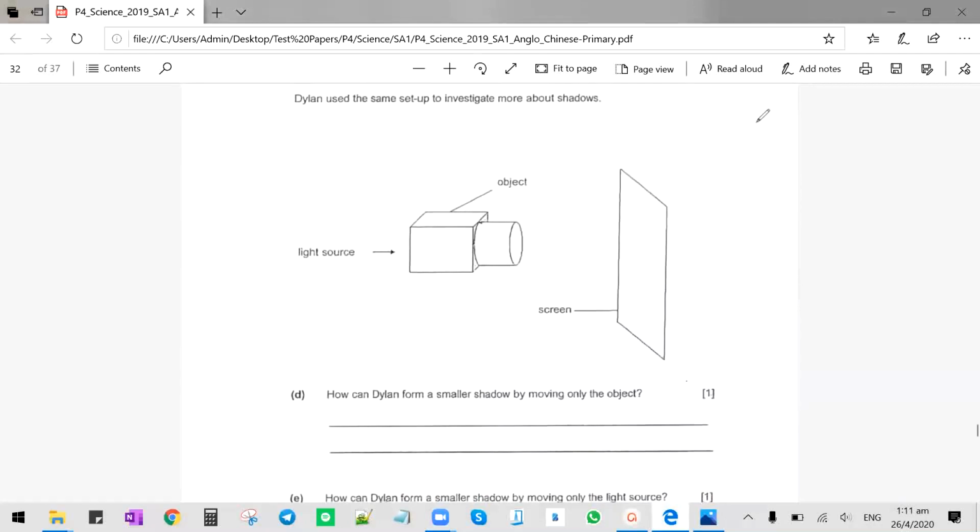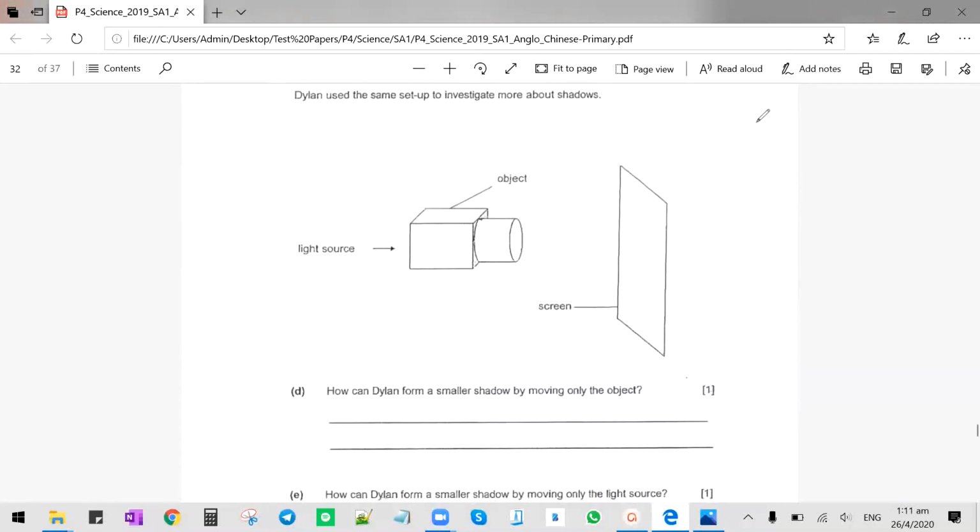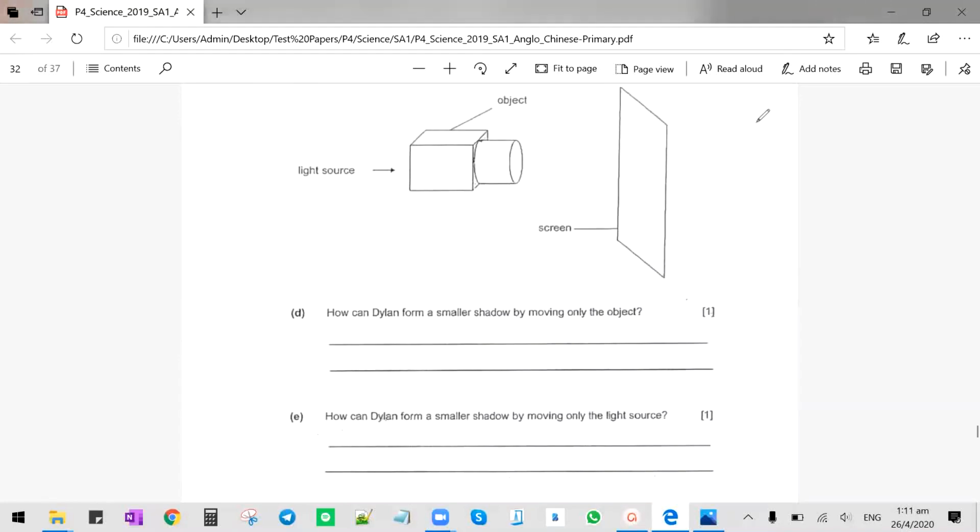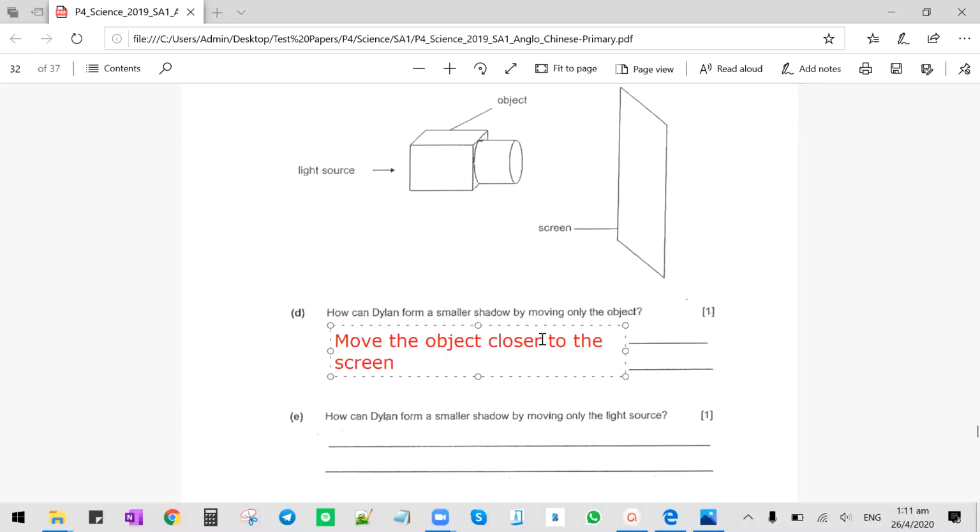Dylan used the same setup to investigate more about shadows. How can Dylan form a smaller shadow by moving only the object? You only move the object and you want to change the size of the shadow, make it smaller. Okay, so you move the object closer to the screen. That's how you make it smaller.